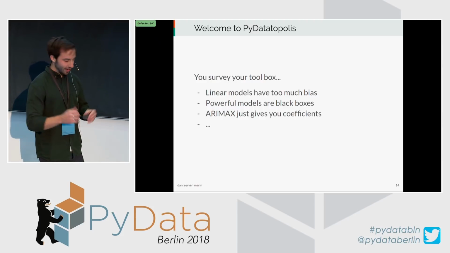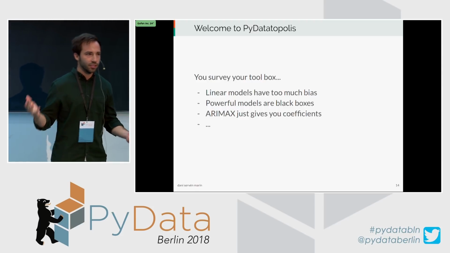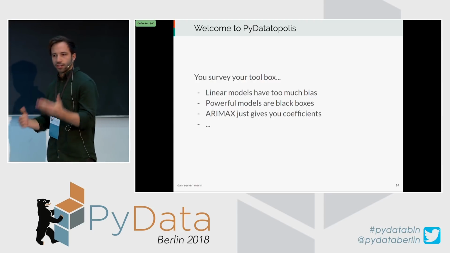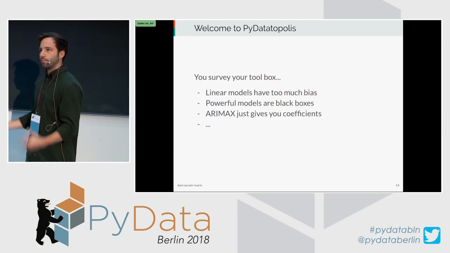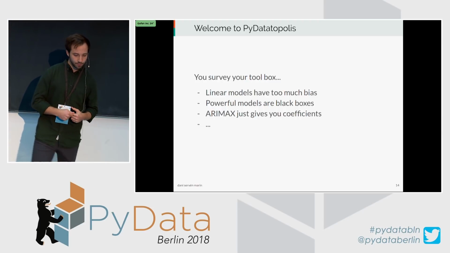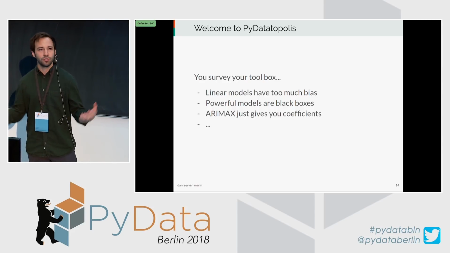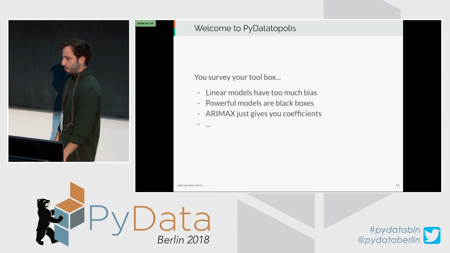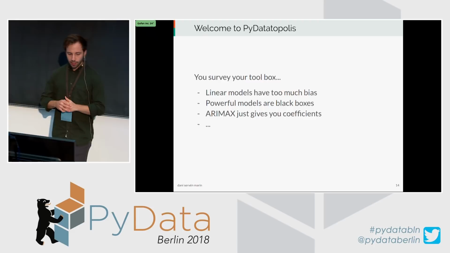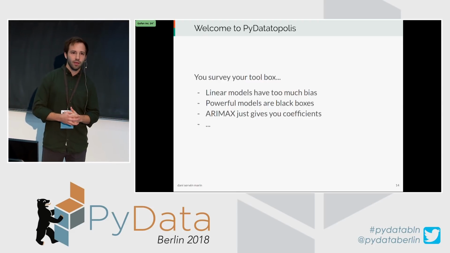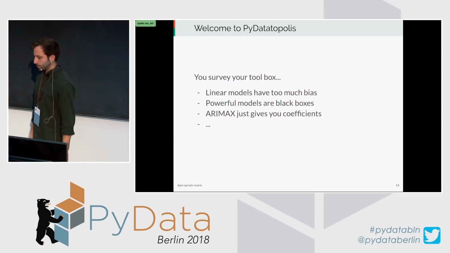So you go back to your toolbox and you try to evaluate, all right, my linear models, well, that would be perfect. Just as interpretable as I need. I can just look at the coefficients and decide what influence it's going to have on output, but there's too much bias. They're not flexible enough to fit my data. And all of the powerful models I have cannot be decomposed. They're black boxes. ARMAX, well, maybe that's an in-between, classical time series method. But at the end of the day, it just gives me a bunch of coefficients out, and I don't know what to do with those.